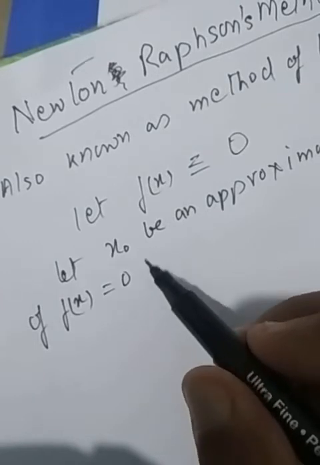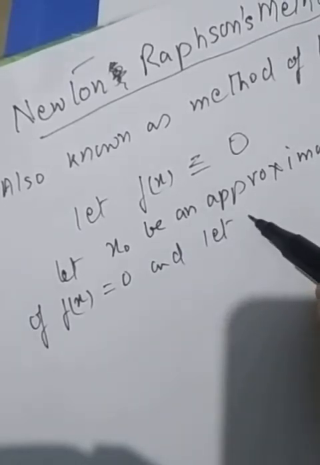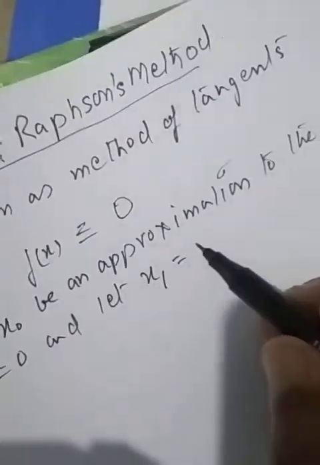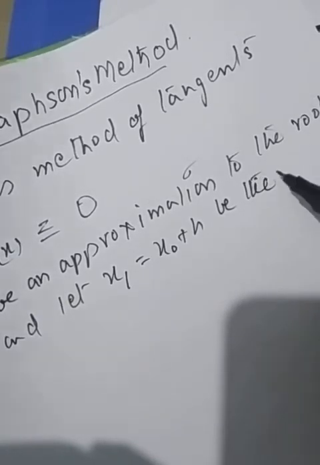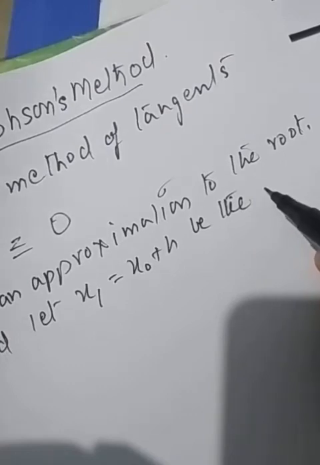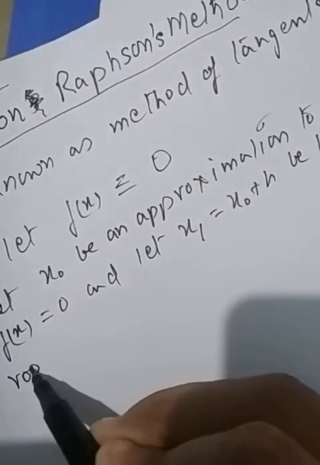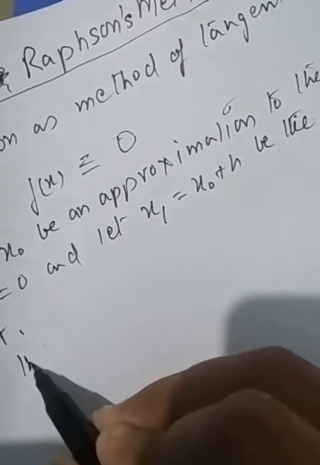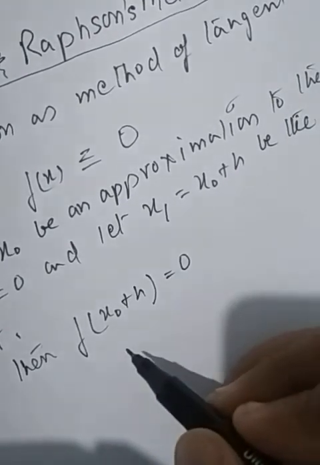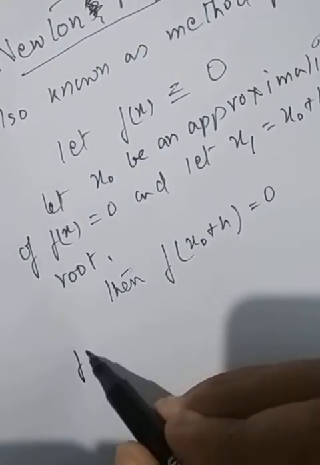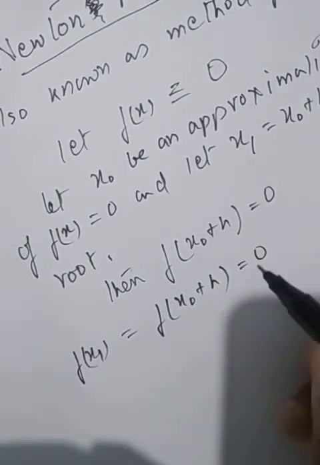And let x1 = x0 + h be the exact root. Then f(x0 + h) would be equal to 0, or rather we can say that f(x1) = f(x0 + h) = 0.